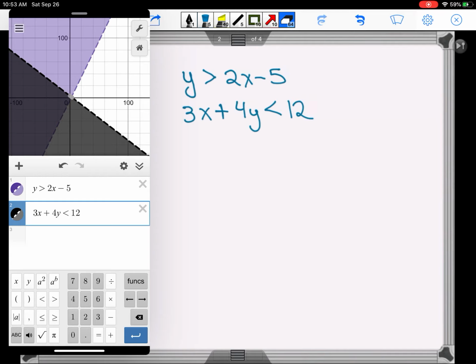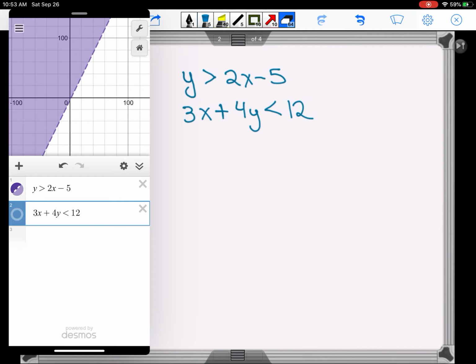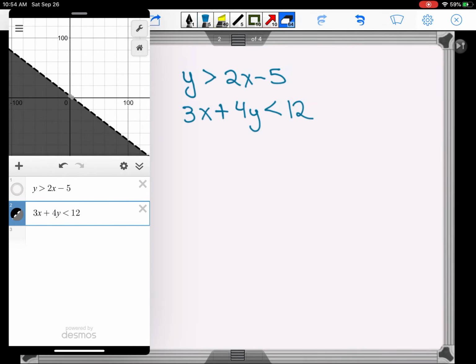I'm going to turn off my second inequality for a second. The purple region is the solution set for the first inequality. The black region is the solution set for the second inequality. Where those two shaded regions cross is the solution set for both inequalities. So you see that dark purple region to the left, that is the solution for those two inequalities. That shaded region is the solution set for those two inequalities.